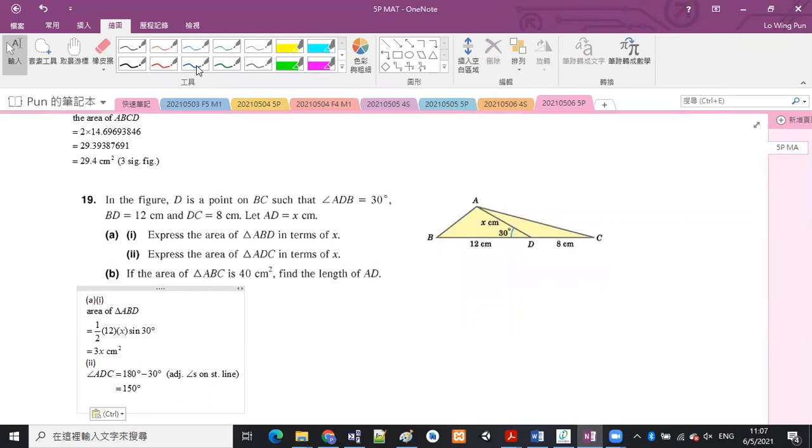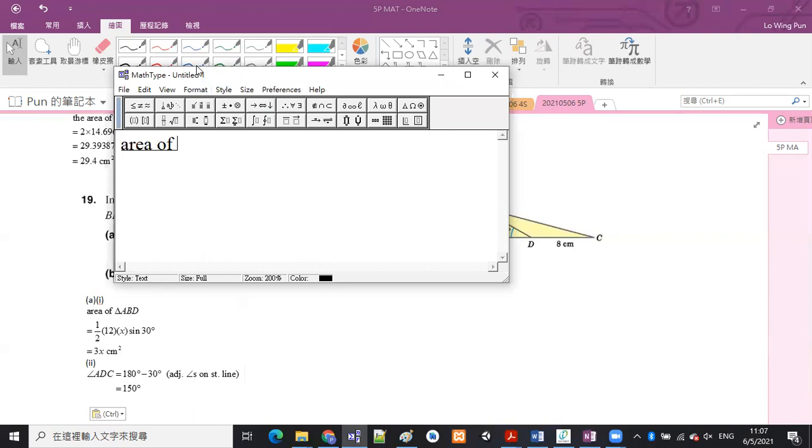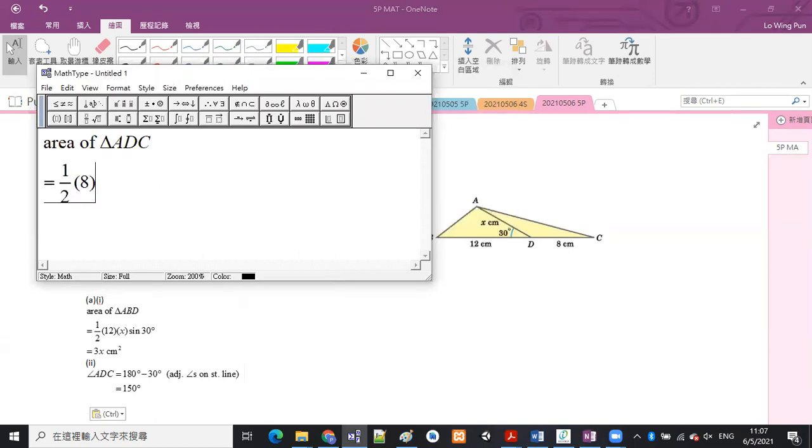That is our preparation for part A2. Now, we have the information about this angle, and then we have length and length. We are ready to find the area now. The area of triangle ADC should be equal to 1/2 times length, that is 8, length, that is x, and then sine 150 degrees, right? And again, 1/2 and 8 have a common factor, and sine 150 degrees.